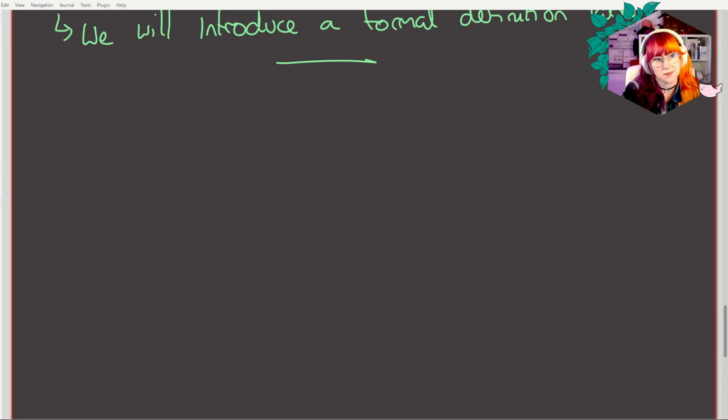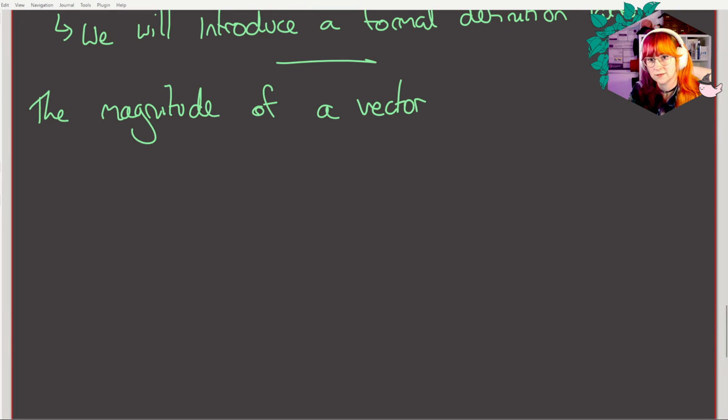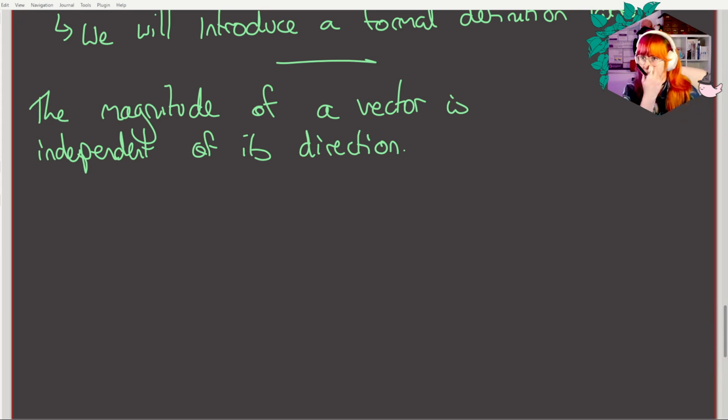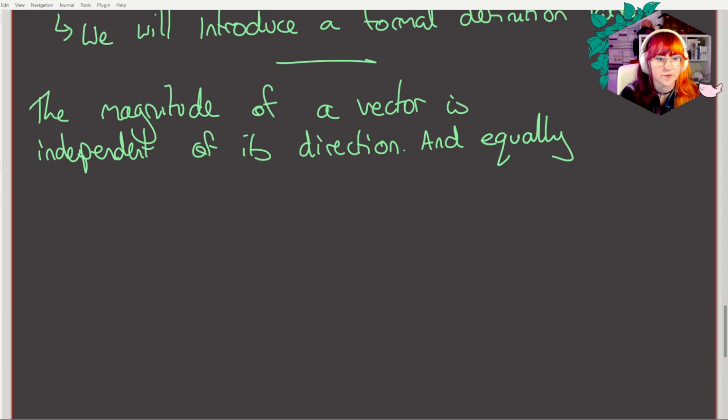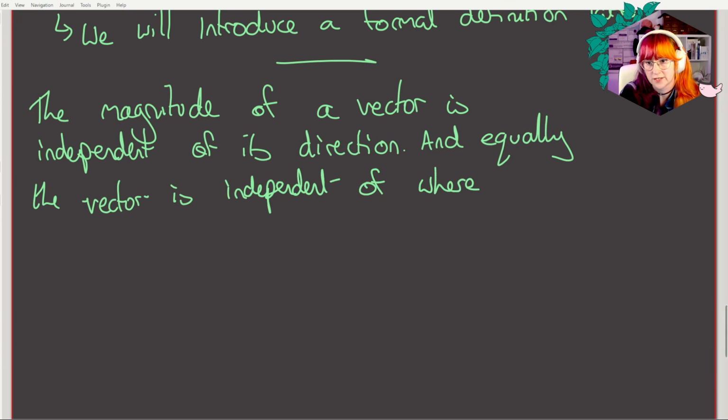So, the magnitude of a vector is independent of its direction, and equally even is independent of where it is in space.